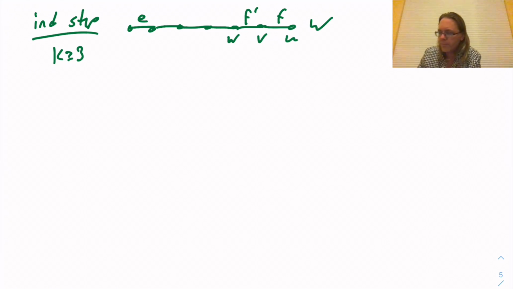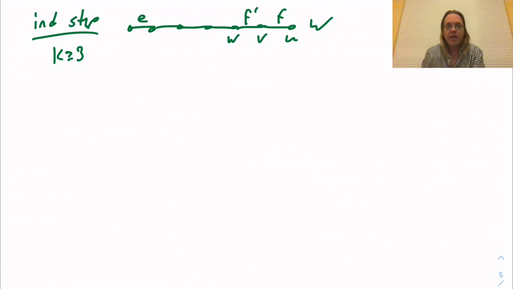Okay, so there we are. So there's my walk. My W again is meant to be a shortest walk containing E and F, so without loss, E is the first edge and F is the last. F prime is the penultimate edge, the second to last edge of this walk. And I'm assuming here that F uses the vertices V and U, and F prime uses V and W.